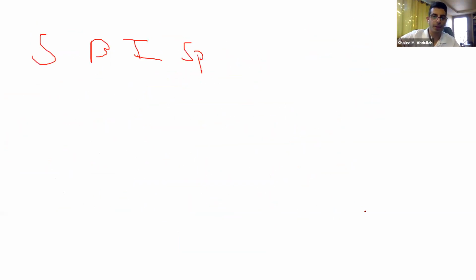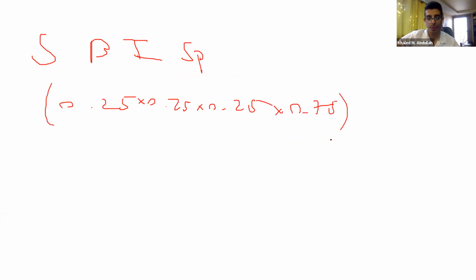So let's repeat this one more time. What's the chance that 3 of them are affected? What's the chance that any 3 are affected? So it's going to be 0.25. I'm just going to do this one first: 0.25 times 0.25 times 0.75. All right, now we need a number to multiply it with.